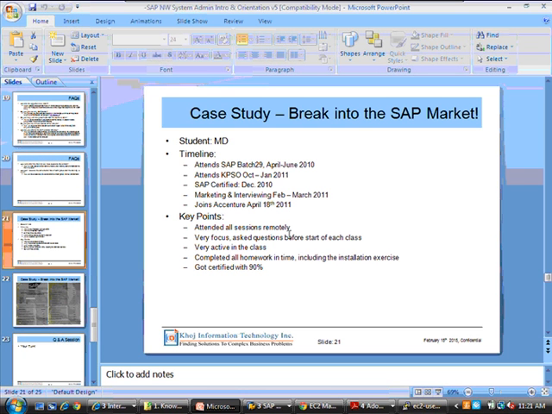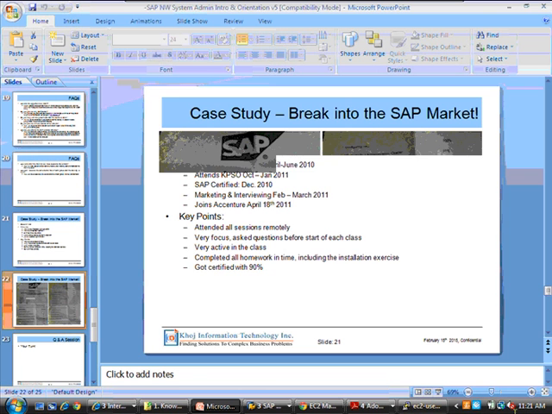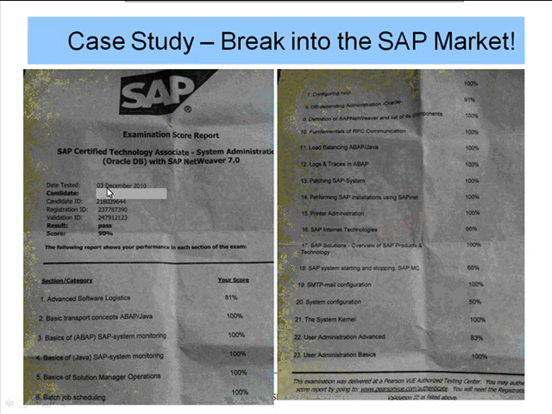She attended all the sessions remotely, very focused, asked questions before the start of each class from the previous session. Very active in the class, completed all the homework on time, including the installation exercise. When she did get certified, she got 90%. This is her scorecard. I just wiped out her name. 90%, December 2010. She scored pretty good in all the different sections of the exam.